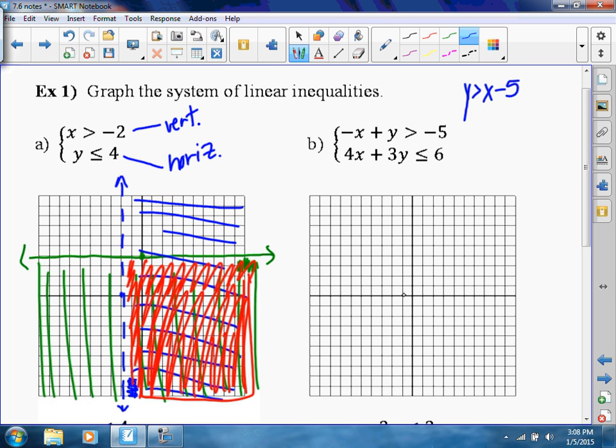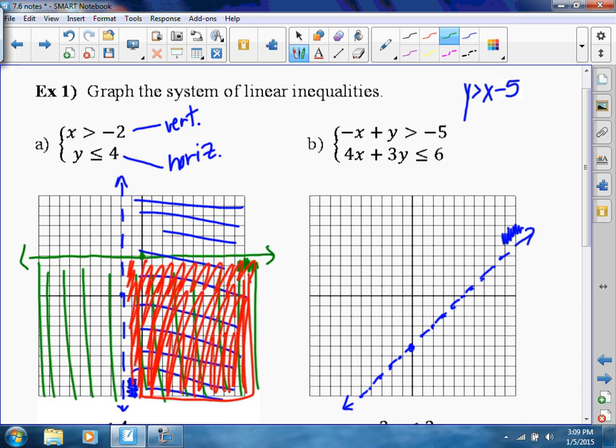Okay, so I'm going to graph that. So we go to negative 1, 2, 3, 4, 5. And then my slope is 1. So I'm going to go up 1 and over 1, and then down 1 and back 1. And I want a dashed line to connect those. And then it was greater than, so I'm going to shade everything above. So for now, I'm just going to put a little notation that I'm going to shade above it.